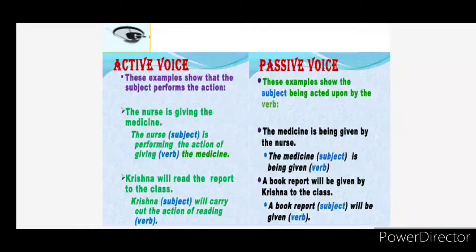Now let's see the passive voice, children. These examples show the subject being acted upon by the verb. The medicine is being given by the nurse. Now, the medicine has come at subject's place and being given is the verb, because I told you that the third form of verb is used when you change active voice into passive voice. A book report will be given by Krishna to the class. So a book report has come at subject's place, and will be given is the verb. So how the interchanging takes place, this needs to be clear. Right, children? Let's move ahead.